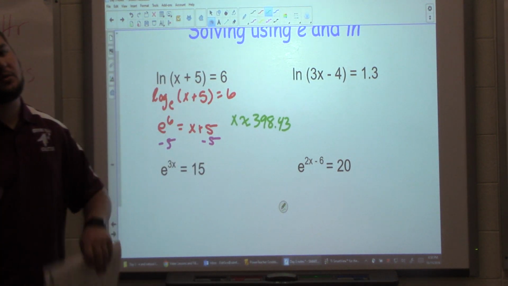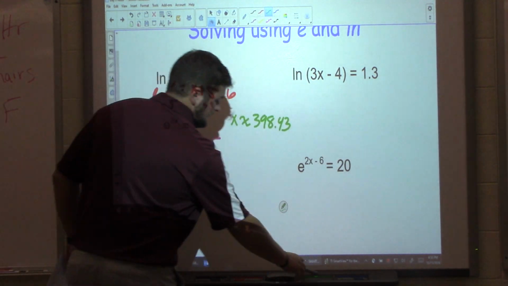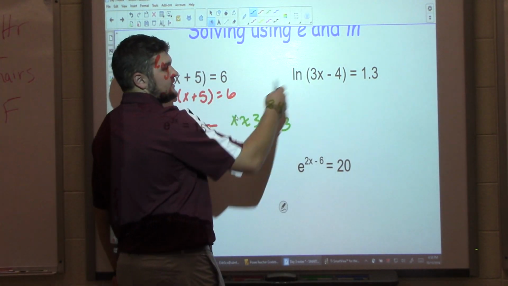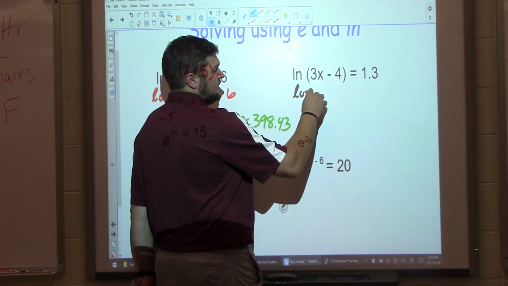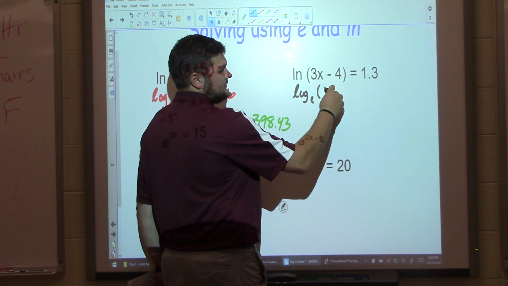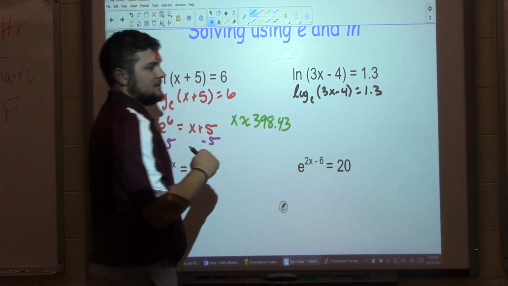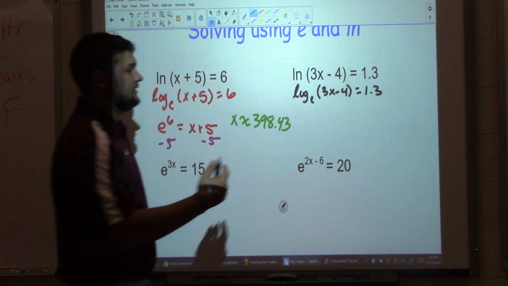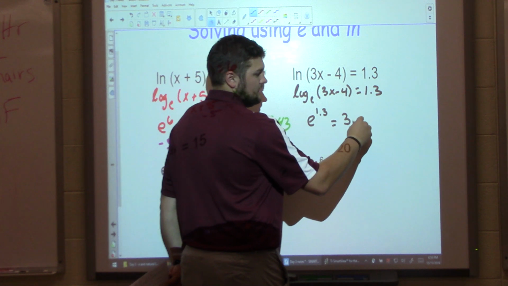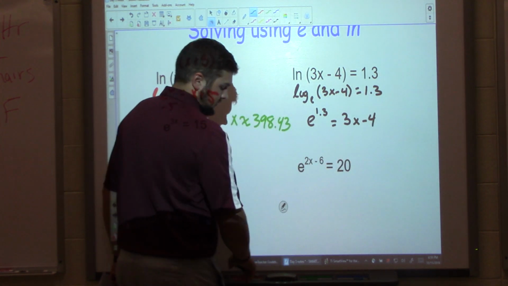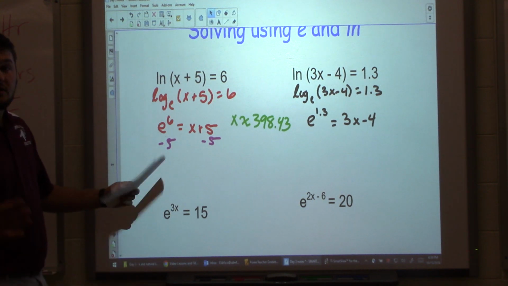Alright, I'm not going to put any more in my calculator. I think you guys get the gist of it. You can put it in your own calculators though. So, second one. Natural log of 3x minus 4 equals 1.3. Same thing, if you need to make it log base e to help you change it to exponential form, do that. So I get log base e of 3x minus 4 equals 1.3. e to the 1.3 power equals 3x minus 4. Well, go ahead and solve for x.